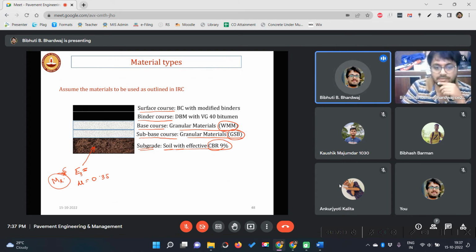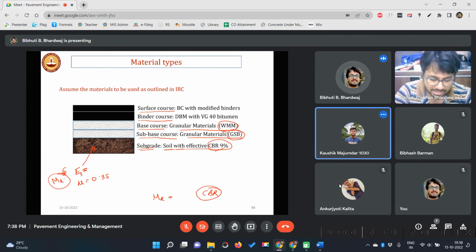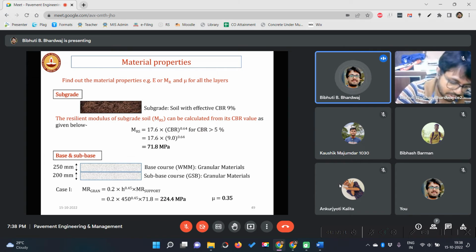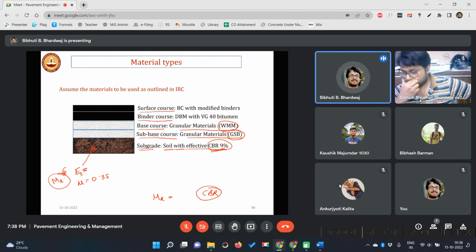Did you write down the formula from CBR? Yes, sir. MR. So which formula will be used? For CBR less than 5% or greater? It's greater than 5%. CBR is 9% here. Yes, sir. The CBR of this soil is 9%. This is 17.6 CBR. So we have to use this formula. So how much are we getting?